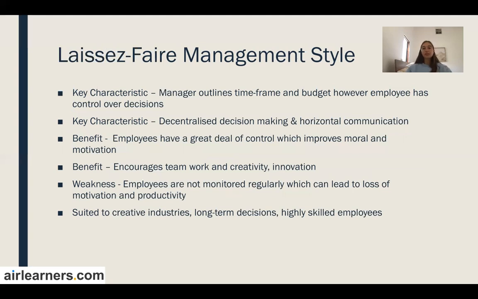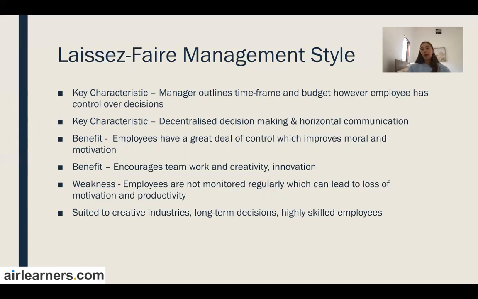The final management style that we need to go through is a laissez-faire management style. So laissez-faire is the least centralized, and so we've been through them in order from most centralized to least centralized. This is one where managers outline the time frame and the budget. So they'll say to employees, you have 6 months and $100,000 to complete this task. But other than that, the employee has full control over what decisions are made in order to complete the job by that time and using the funds allocated.